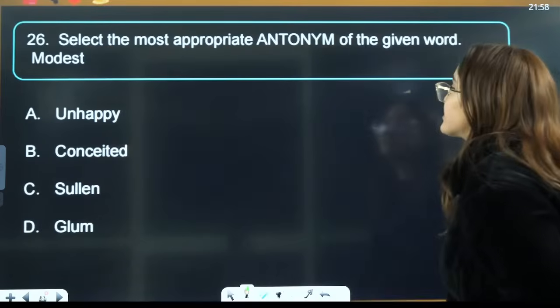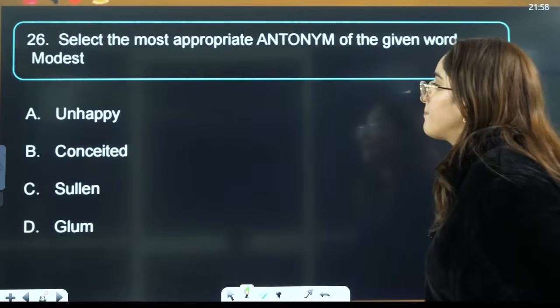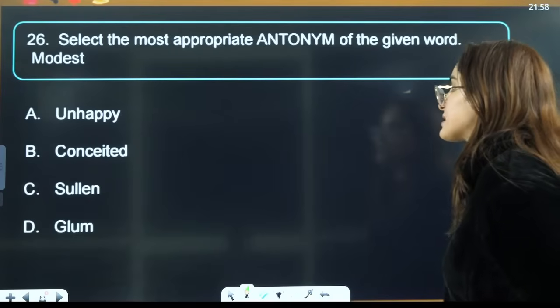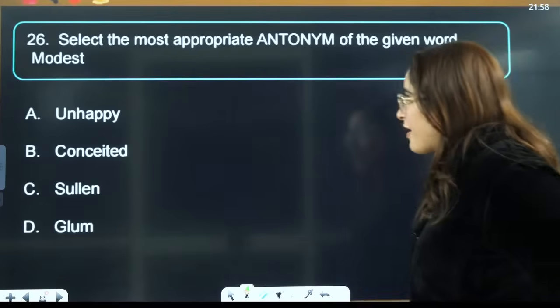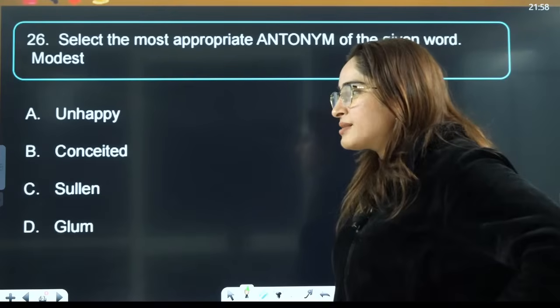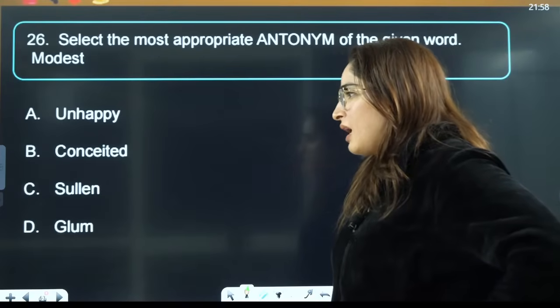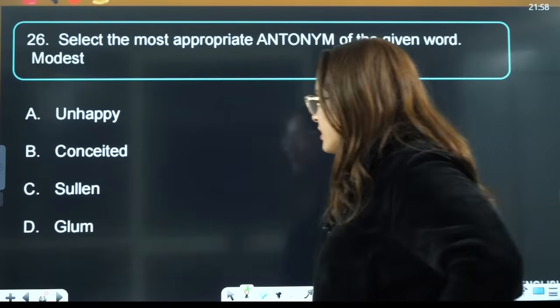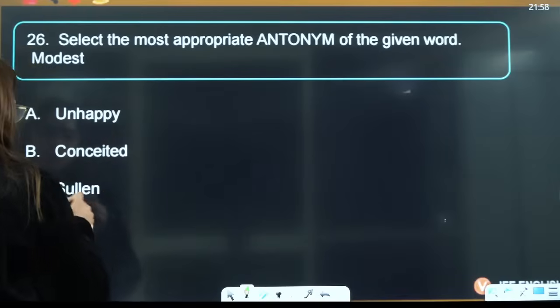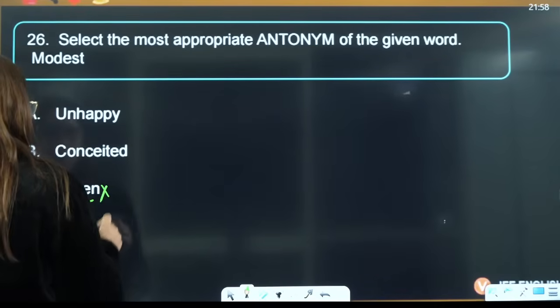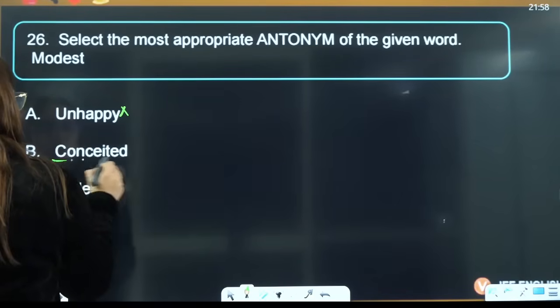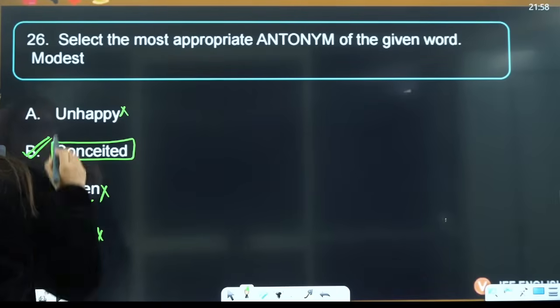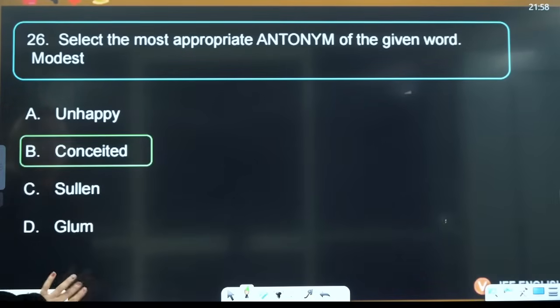Right, now if I see the antonym here, the synonym I'll have to find out. Modest means someone who is unhappy with everything, right? So the opposite of that, sullen is also unhappy, glum is also unhappy. So the answer will be conceited. The opposite of that will be conceited.